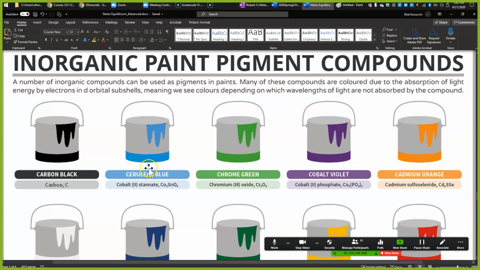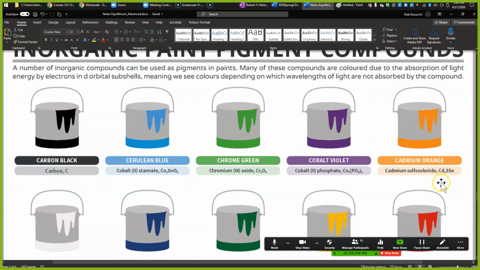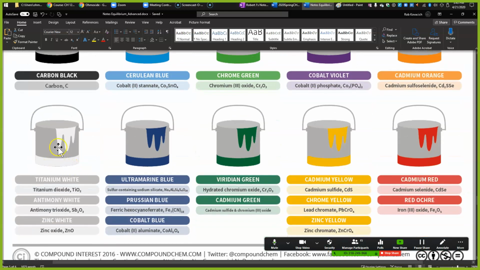When you're getting this color blue, you're having a cobalt tin complex. You want green, here's some chromium. You want a purple, here's a cobalt. Cadmium gives you this nice orange. This is the most important paint color of all: titanium white. This titanium dioxide is produced more than anything else as far as paints are concerned.